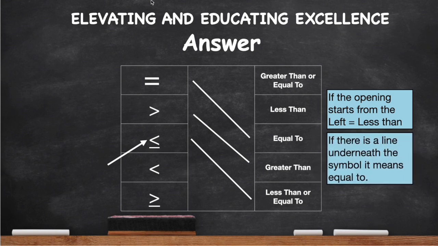So if there is a line underneath the symbol, it means equal to. And in this case, there's no line underneath, so that means it's just less than. And for the fifth row, there is a line underneath representing equal to, so we know that that's going to be greater than or equal to.